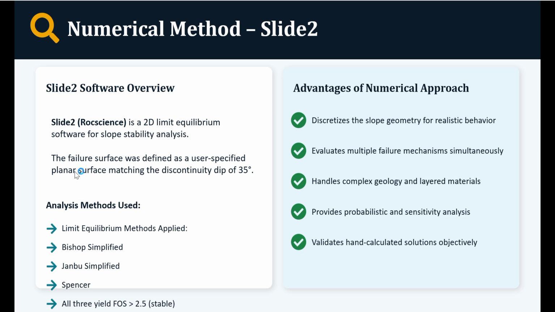There are different methods to find out the factor of safety. I am going to find it using only three methods here: Bishop Simplified, Janbu Simplified and Spencer method.